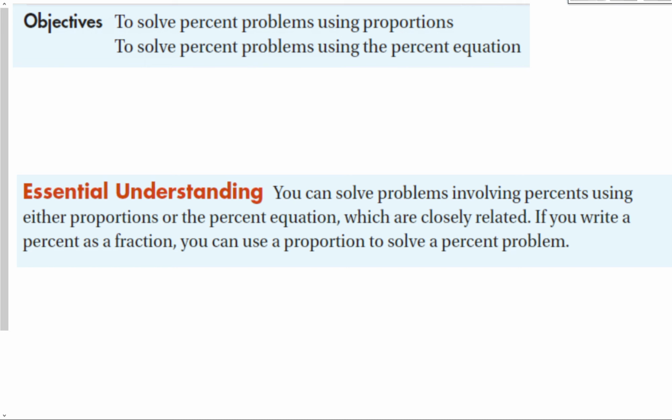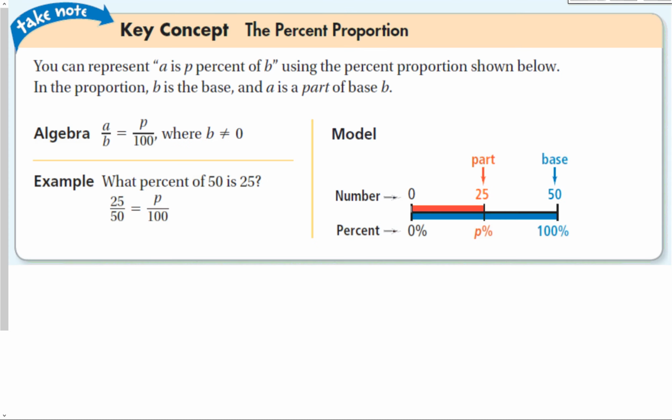If you write a percent as a fraction, you can use a proportion to solve a percent problem. Okay, so let's start with the percent proportion. We can represent A is P percent of B using the percent proportion shown below. In the proportion, B is the base, A is the part of base B. So with this algebraic expression we have A over B, the part over the base, is equal to the percent over 100.